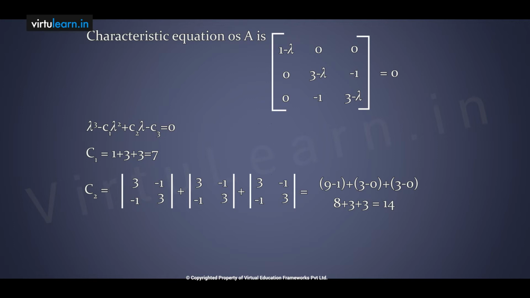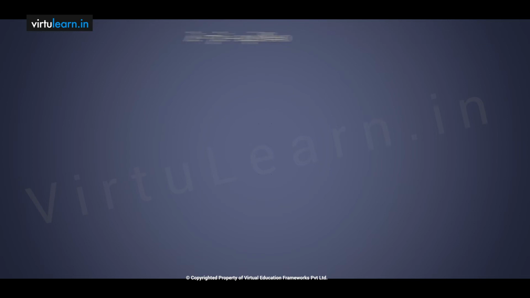C2 equals the minor of 1, determinant of 3 minus 1, minus 1 3, plus the minor of 3, determinant of 1 0, 0 3, plus the minor of 3, determinant of 1 0, 0 3. After calculation, 8 plus 3 plus 3 equals 14. C3 equals the determinant of A, which is 8. Using a calculator, you can enter that matrix in a scientific calculator to get the determinant of A. Now substituting C1, C2, C3, the characteristic equation becomes lambda cube minus 7 lambda square plus 14 lambda minus 8 equal to 0.